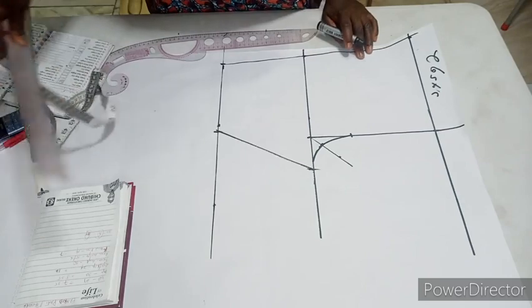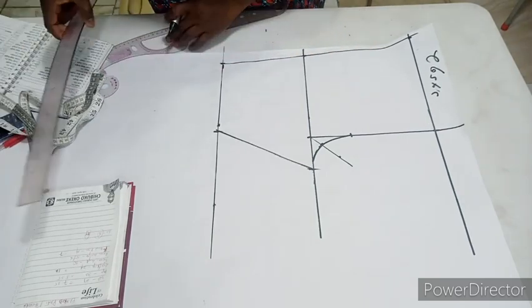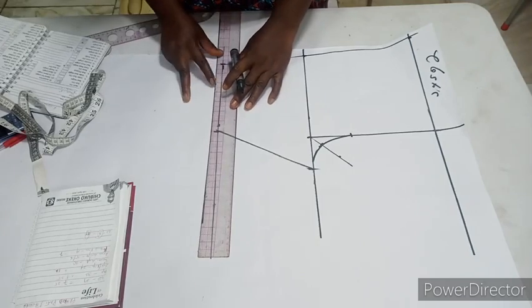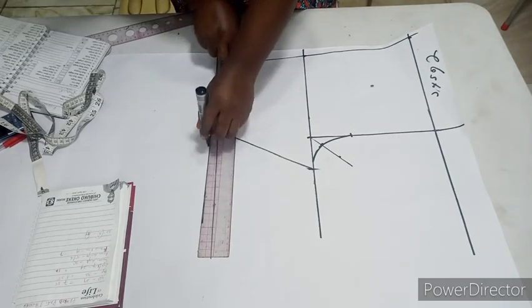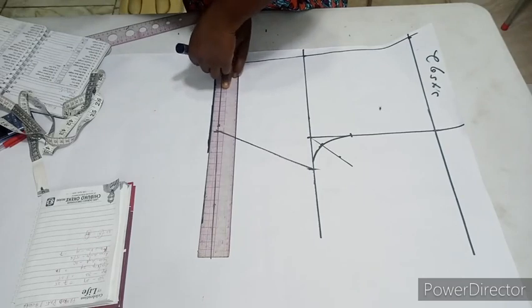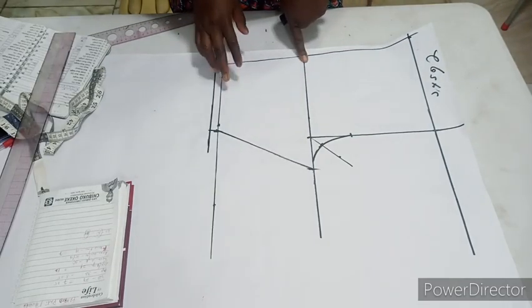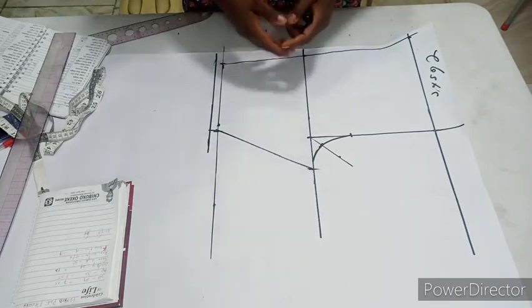Okay, so I'll cut this out. Remember to add your sewing allowance, 1/2 inch sewing allowance at the bottom. You will use it to join the flare. So guys, this is what we have for the front. I'll cut it out now and we'll draft the back.